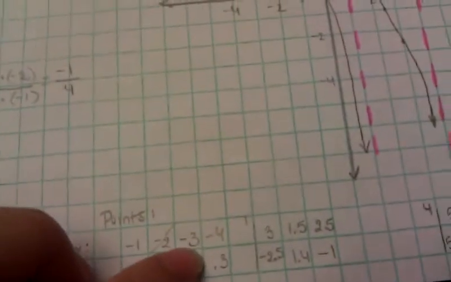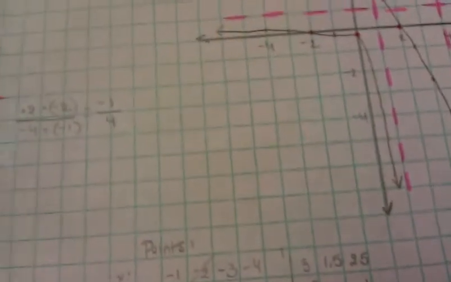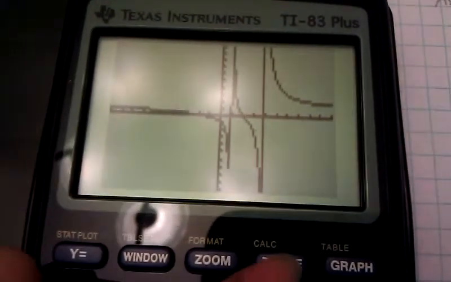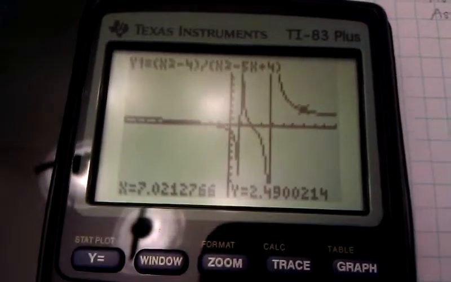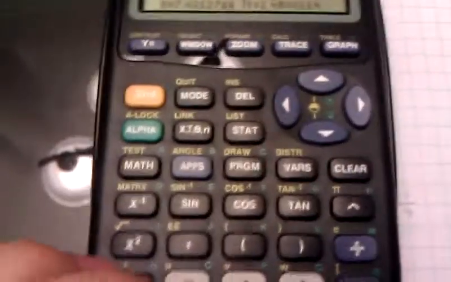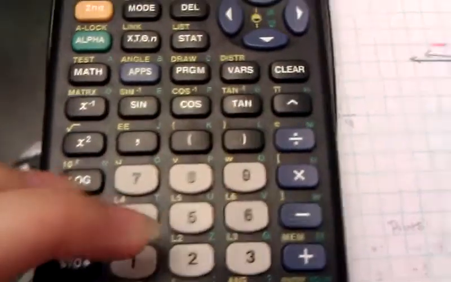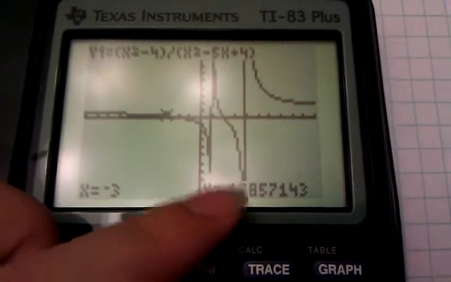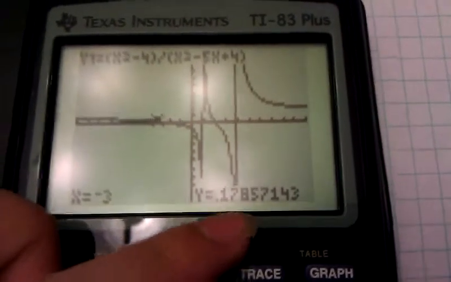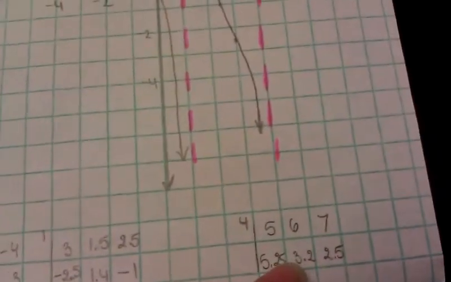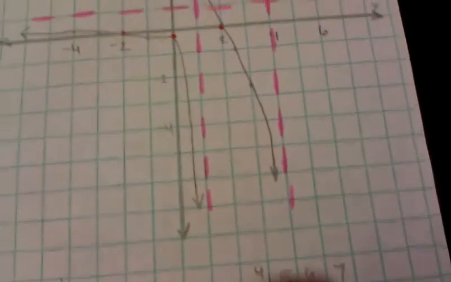So negative 3, negative 4, and to find y, we will use the graphing calculator by clicking trace, and then just put in a number. Example, negative 3, and I click enter. You will get 0.178, and you can round it up to 0.18. And that is what I got. And you keep moving on with the numbers, and remember to put them in, and you can draw the line.